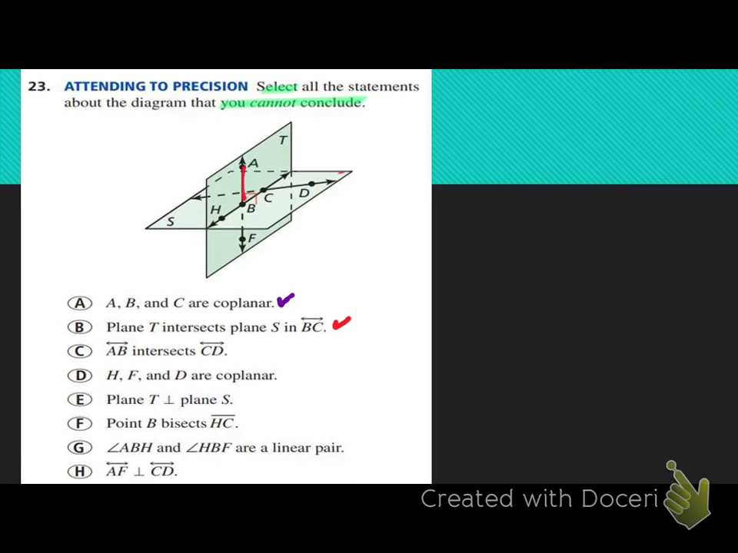AB, which is this one, intersects CD. This one's a no. So go ahead and highlight it. You can highlight just the letter, or you can highlight the whole thing, but we cannot conclude that AB intersects CD. H, F, and D are coplanar. That one's a no too. Let's go ahead and highlight that one.